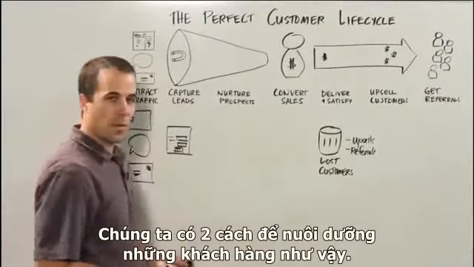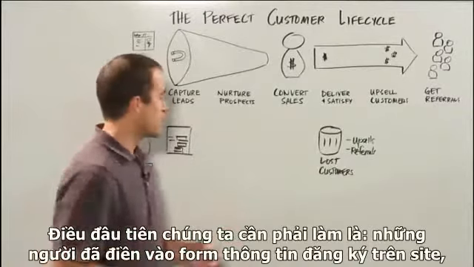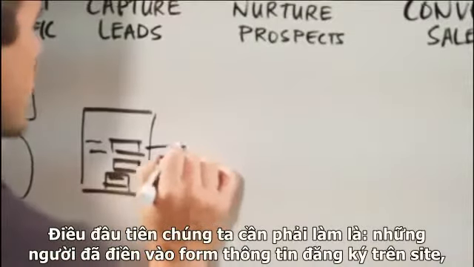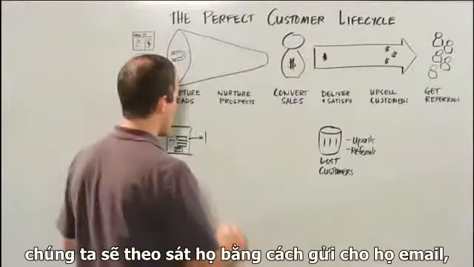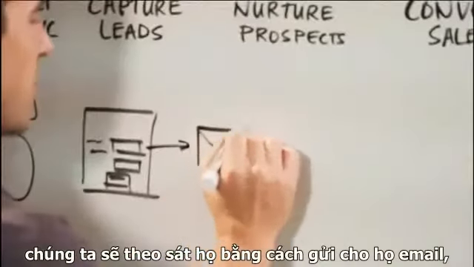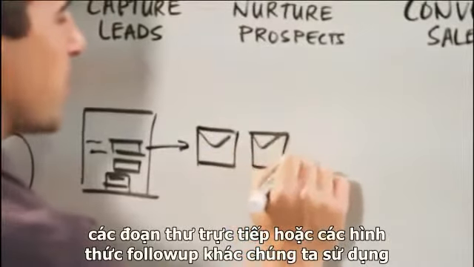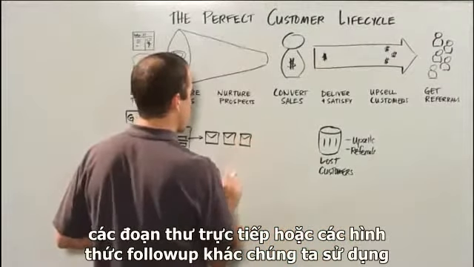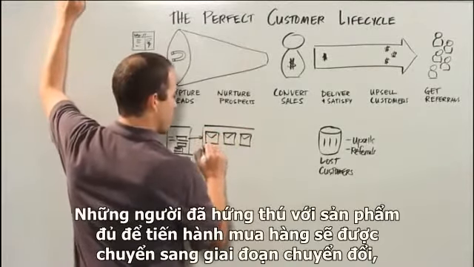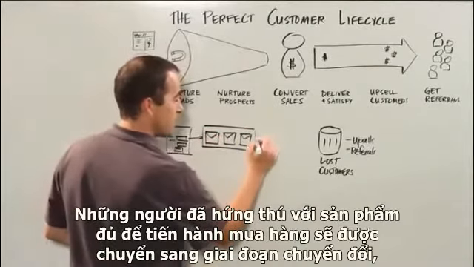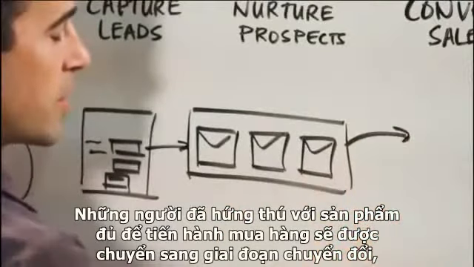Well, there are 2 different ways of nurturing that we're going to do for our prospects, okay? The first thing we're going to do is something like this. Somebody fills out a form on our site, we've captured them. We're going to begin to follow up with them. We're going to send them emails or direct mail pieces, different types of follow-up that we'll use to nurture the relationship, okay? Those who are interested enough to buy we'll move on into our conversion process.